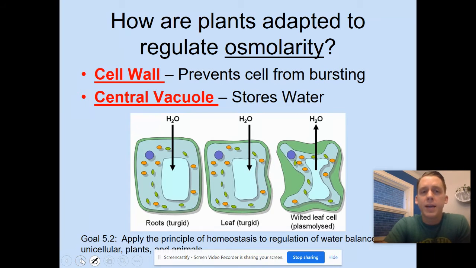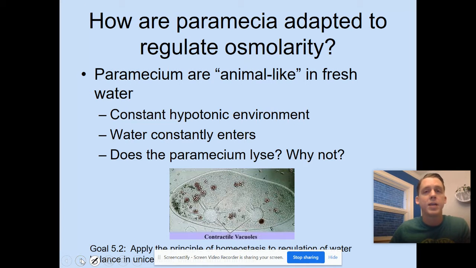What about a plant? Well, we know that plants have a cell wall that prevents the cell from bursting, and they have a central vacuole that helps to store water. So that's really going to be the plant cell's main adaptation, is that plant cells like to be in a hypotonic environment, but they can only do that because of that cell wall that prevents them from bursting. So that's a plant cell adaptation. And then there are other examples.